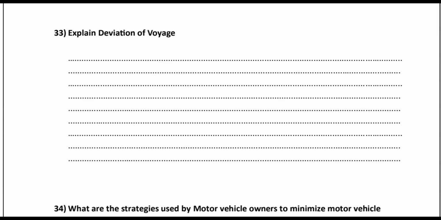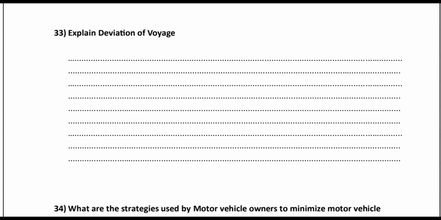For every ship and for every aircraft, they will give an assigned path to travel. So if you don't travel in that assigned path, we call it deviation of voyage. Deviation means going away. Now we get deviated by social media from our concentration. Something like that. You're not following the assigned path as a ship or an aircraft.